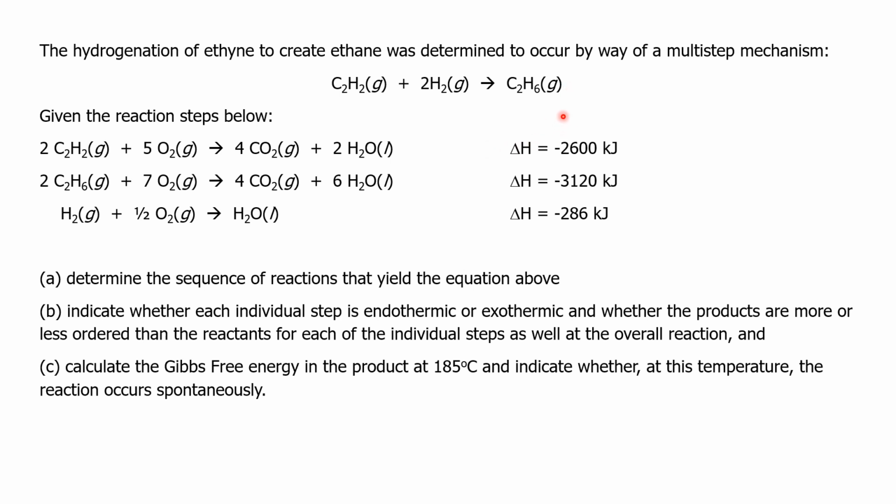So first, let's look at A. To do this, we're going to try to match the coefficients of each of these reaction steps to the coefficients of the overall reaction by multiplying the whole reaction step by a coefficient. We also need to make sure that if what we need is in the reactants, it needs to be in the product. So we'll have to reverse the reaction.